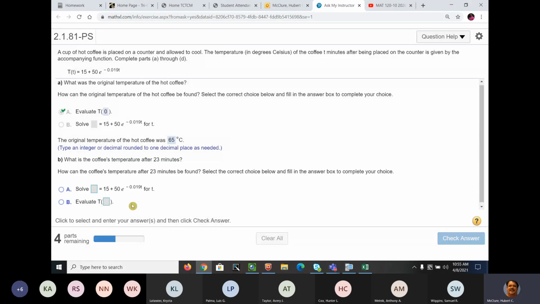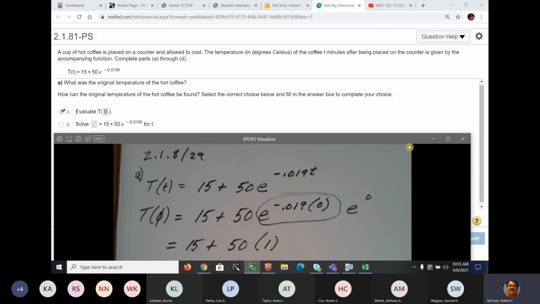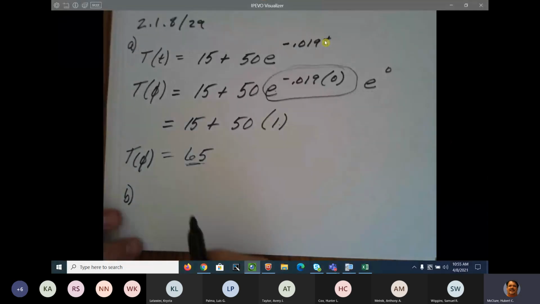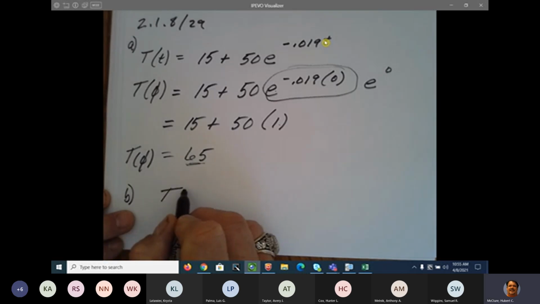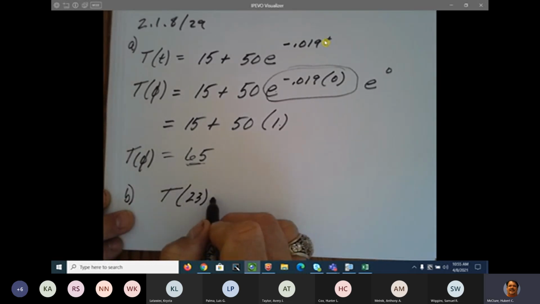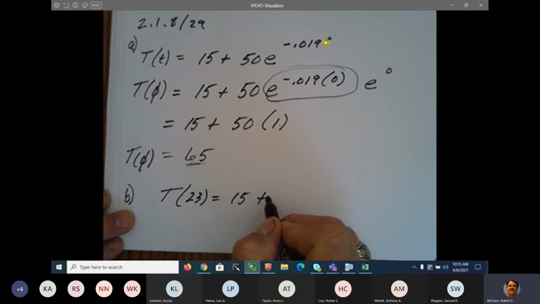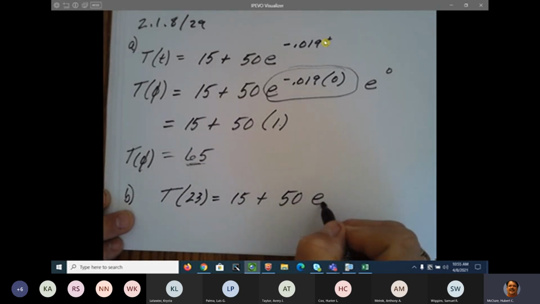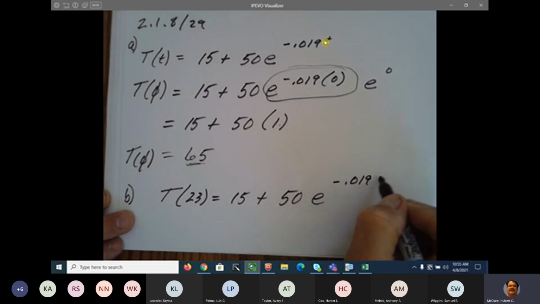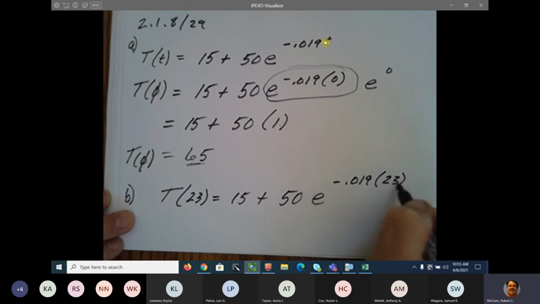And what does it say now? What is the coffee's temperature after 23 minutes? So this is B. So this is A. B, you would just type it in, plug and chug. So in this case, 23 minutes would be T of 23 minutes is equal to 15 plus 50 e to the negative 0.019 times 23.